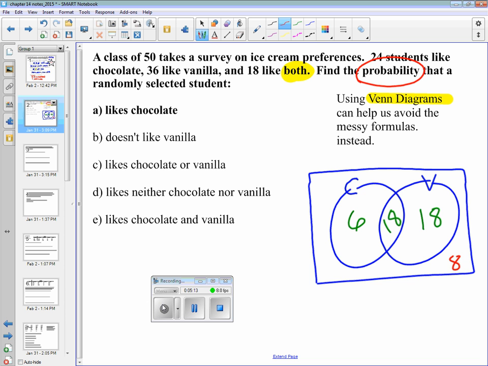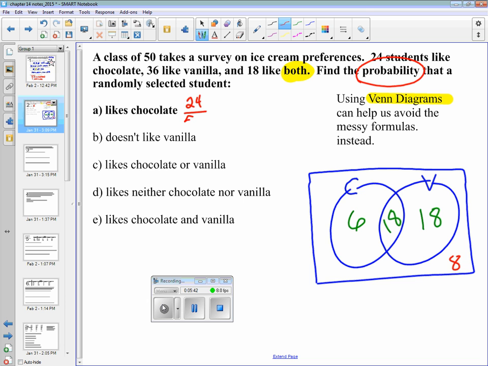A probability means we're either going to write it as a fraction or a decimal. And the decimal, if we're doing it, should be between 0 and 1. So look for those key words. It's not how many, but what's the probability that? What's the probability that a student likes chocolate? Now, if it said like chocolate only, that's a different answer, isn't it? The word only is not there. So we're talking about all chocolate lovers. So therefore, we would have 24 out of 50.